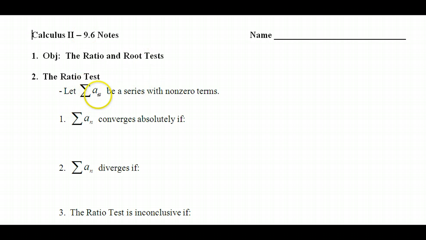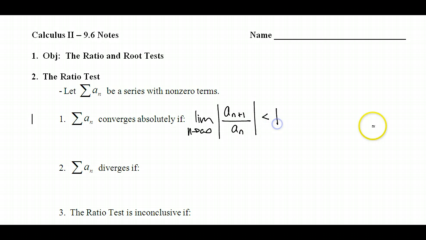Let our series a sub n be a series with non-zero terms, and the series of a sub n will converge absolutely if the limit as n approaches infinity of the absolute value of a sub n plus 1, so basically your next term, divided by a sub n, is less than 1. So whenever the limit of this ratio is less than 1, it's going to converge. Then it's going to diverge if this limit is greater than 1. So it's absolute value, which is really nice.